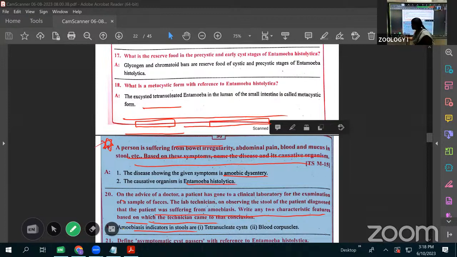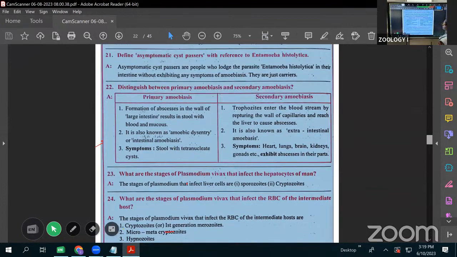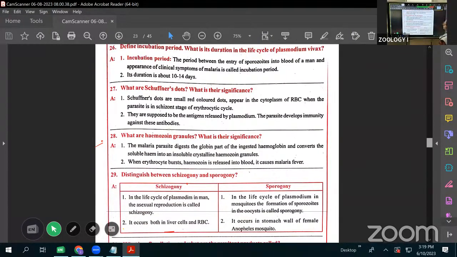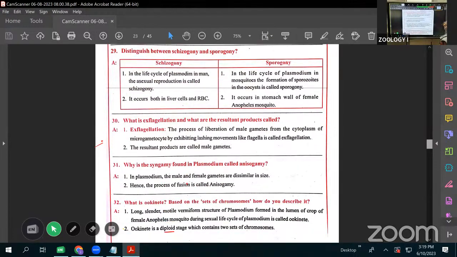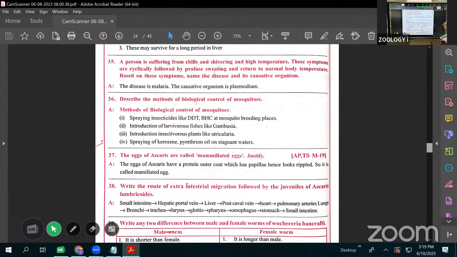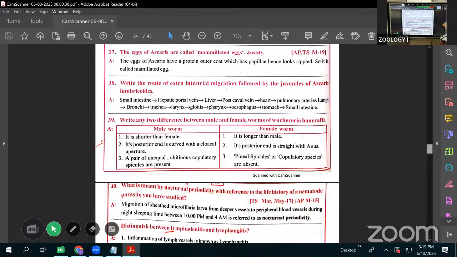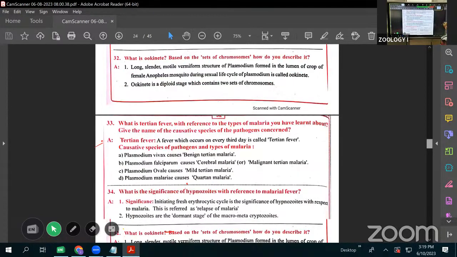Here, next one is, why are Ascaris eggs called mammillated?